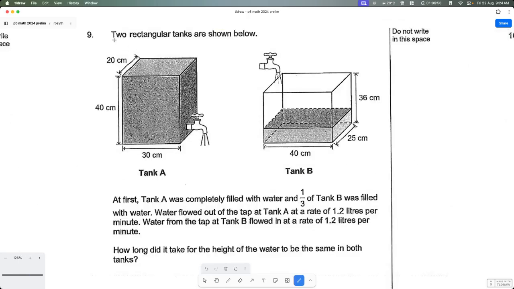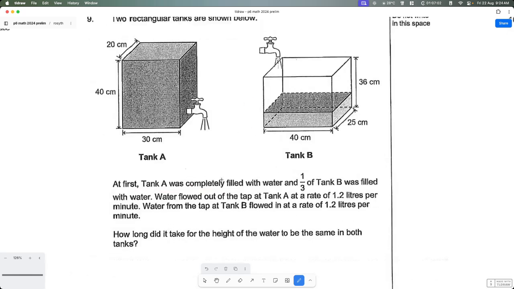All right, so question number 9, two rectangular tanks are shown below. Tank A and tank B. At first, tank A was completely filled with water, and one third of tank B was filled with water. Water flowed out of the tap at tank A at a rate of 1.2 liters per minute. Water from the tap at tank B flowed in at a rate of 1.2 liters per minute. How long did it take for the height of water to be the same in both?